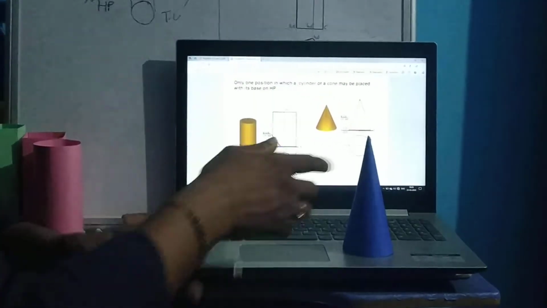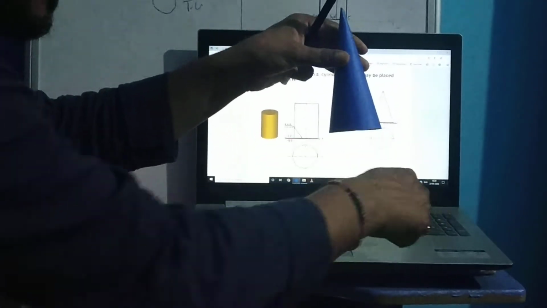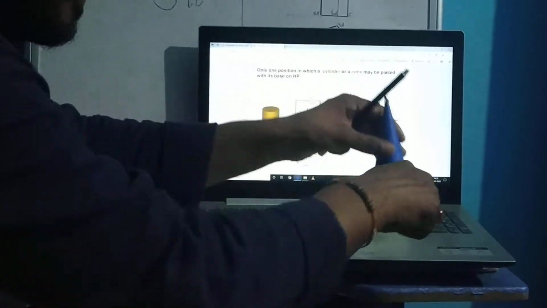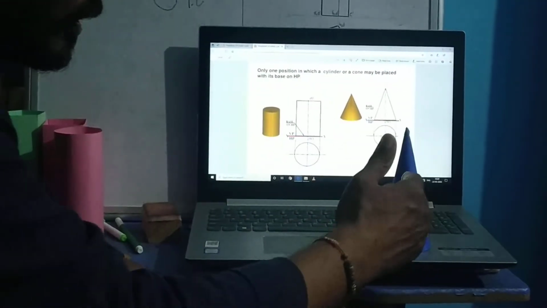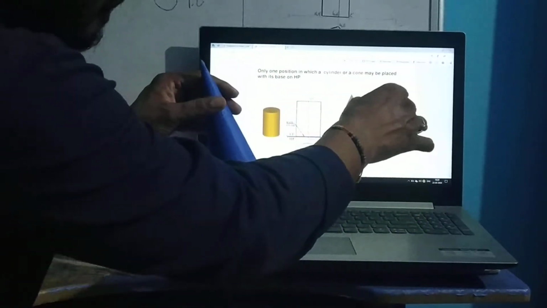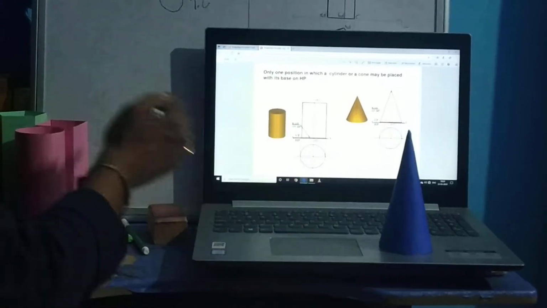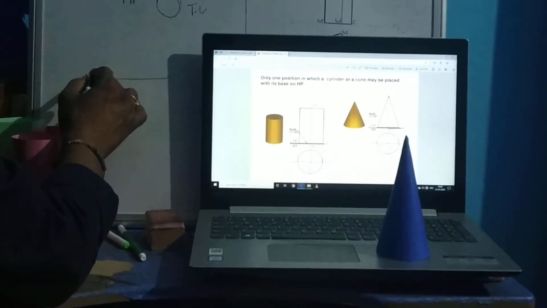Draw its projection. In this case, when we view this solid from the top, we will get a circular image, and when we view it from the front, we will get this type of structure, some triangular or rectangular shape. So in the case of this cone, first of all draw the XY line.